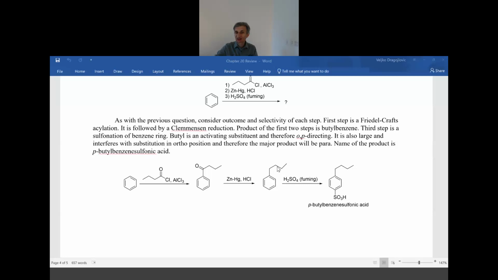Butyl group is rather large, and it's also activating. Being activating, it activates benzene ring towards substitution in ortho and para positions. Because it's large, through steric hindrance, it prevents significant substitution in ortho positions. Now, you may be considering this is, well, butyl group, it's long chain, and the way I drew it, it may prevent ortho substitution here on the right side, but there is nothing on the left.